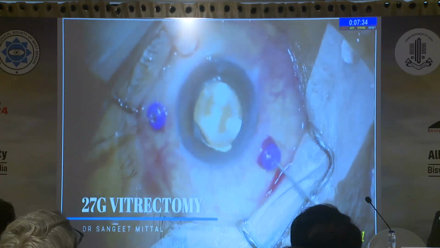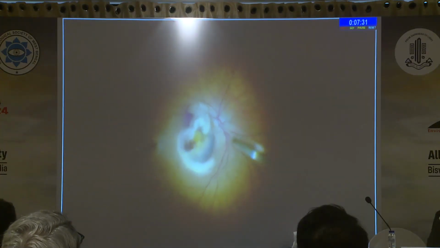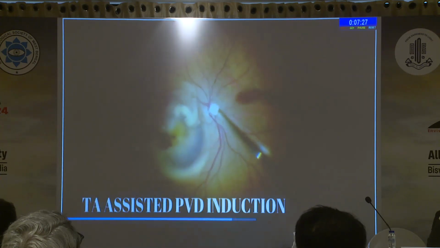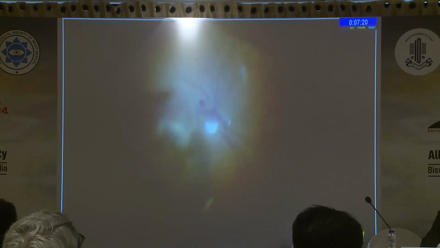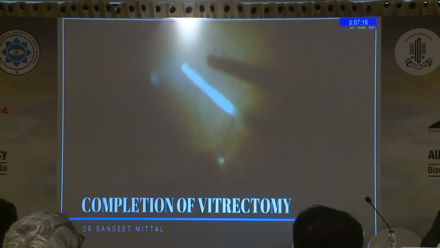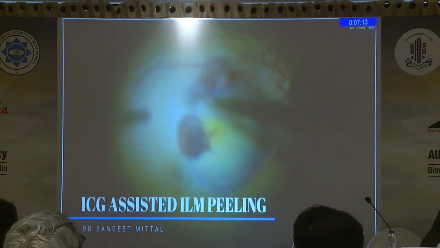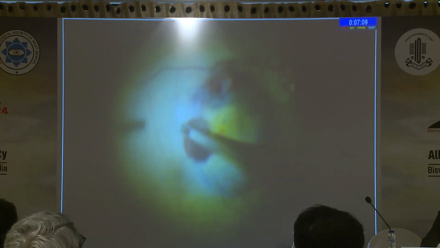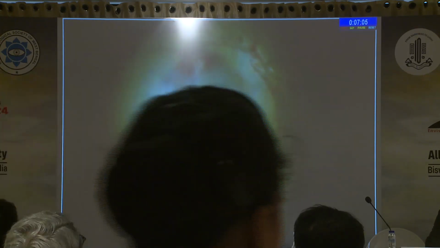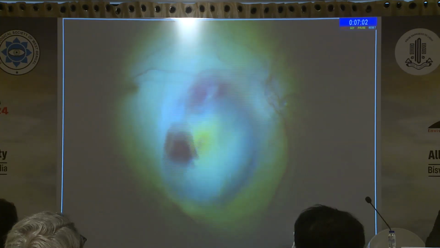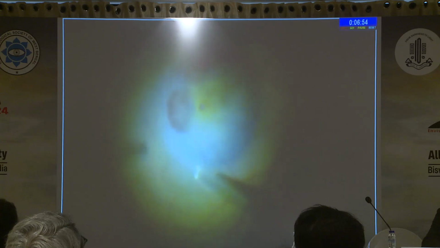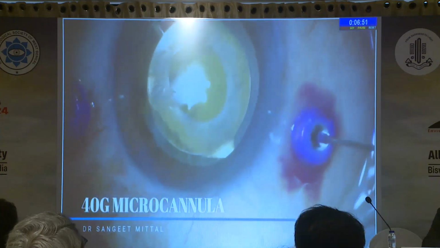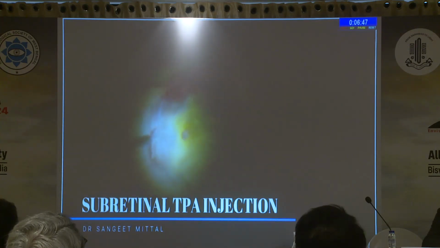27 gauge vitrectomy was done without base excision. PVD was induced with the help of triamcinolone. Vitrectomy was completed. ILM peeling was done using ICG dye and the sub-ILM blood was washed away. A 40-gauge microcannula connected to the subretinal injector was used to inject tPA in the subretinal space. Notice the smooth injection and less shaking of hands in this case.